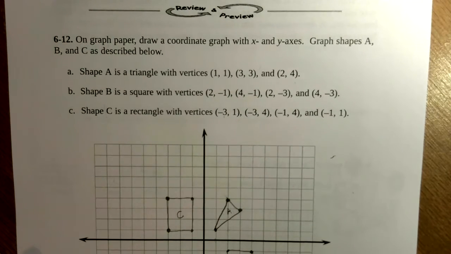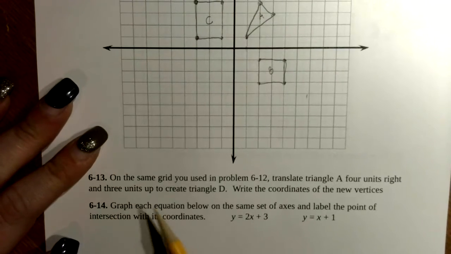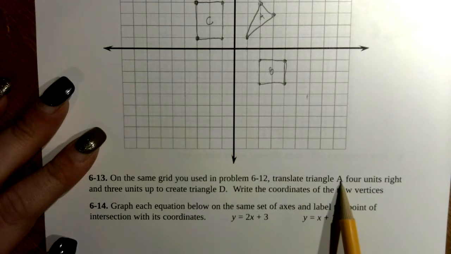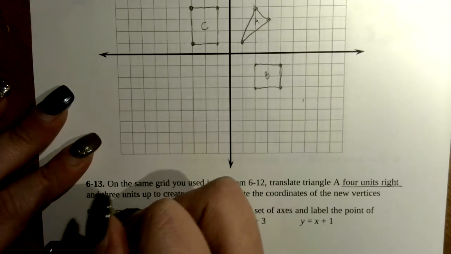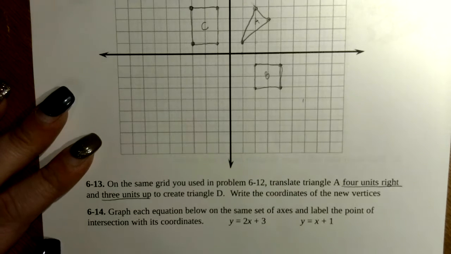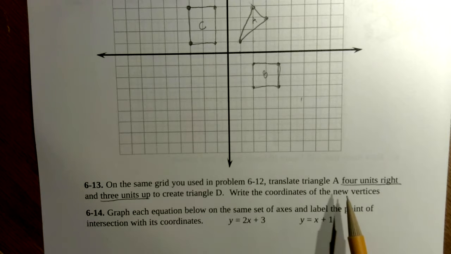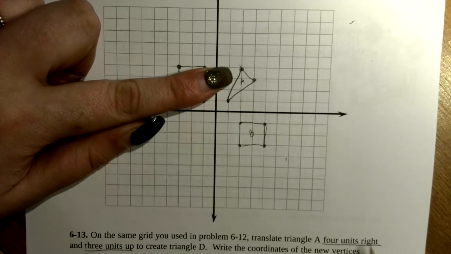Now for 613, down at the bottom, it says on the same grid that we just did, we're going to translate triangle A 4 units to the right and 3 units up to create triangle D. And then we have to write in our new coordinates. Okay, so we're looking at our triangle, and we have to go 4 units to the right.